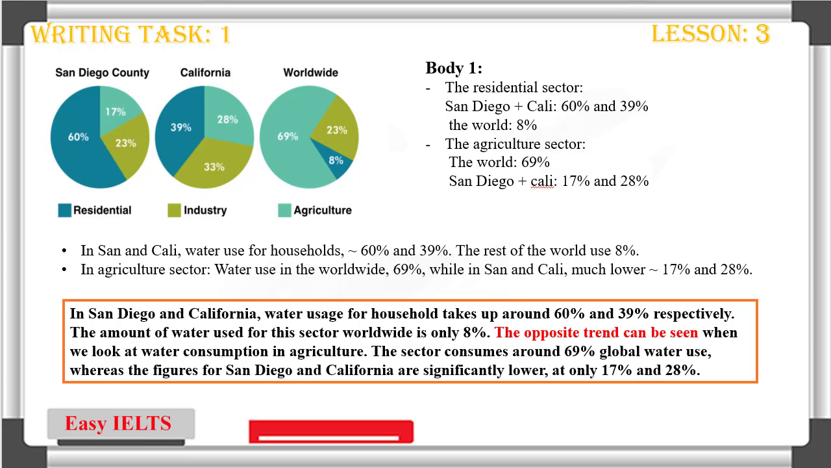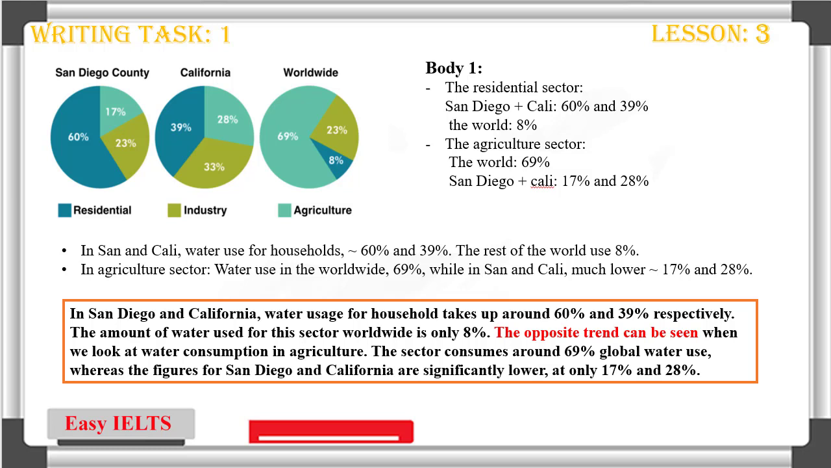Before we write our first paragraph, let's have a short look at our notes. As previously mentioned, my first paragraph is going to focus on the sectors with the highest values. So for San Diego and California, that would be residential, but for the world, that is the agricultural sector. My notes, which you can see in the top right corner, reflect that decision.